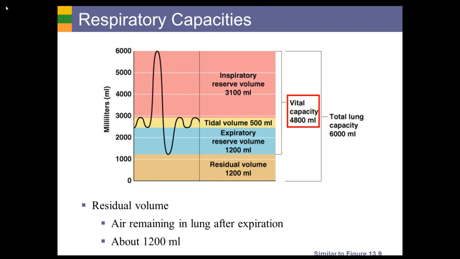So if you do a maximum inhalation and then a maximum exhalation and continue blowing out as long as you can, that total amount is the vital capacity, the maximum amount of air that you can basically move through your respiratory system. If we take the vital capacity and we add it to the residual volume, that is your total lung capacity.